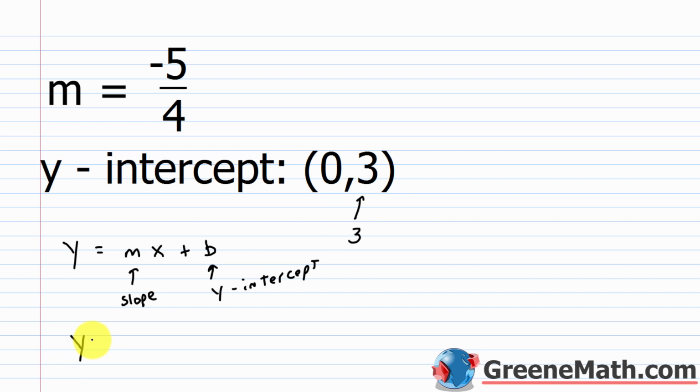Right, so y is equal to, again, the slope is -5/4. That represents m here, times x, and then plus b, so plus 3. That's the value for y in the y-intercept, right? So the y-intercept occurs at 0, 3. So 3 is going to get plugged in for b. So y equals -5/4 x plus 3.